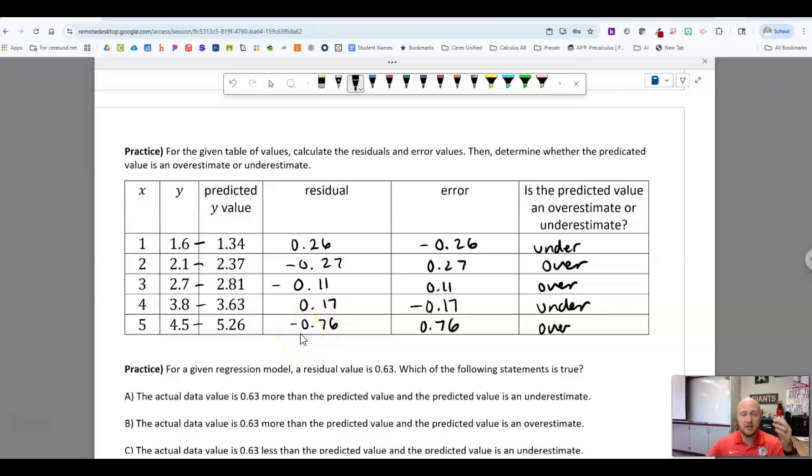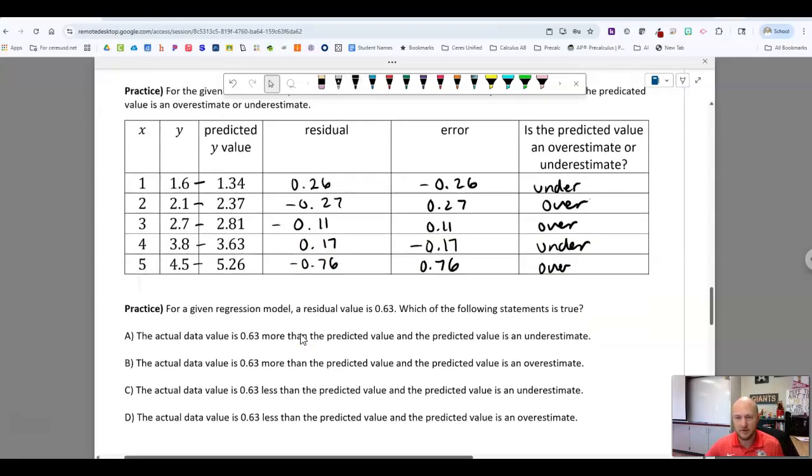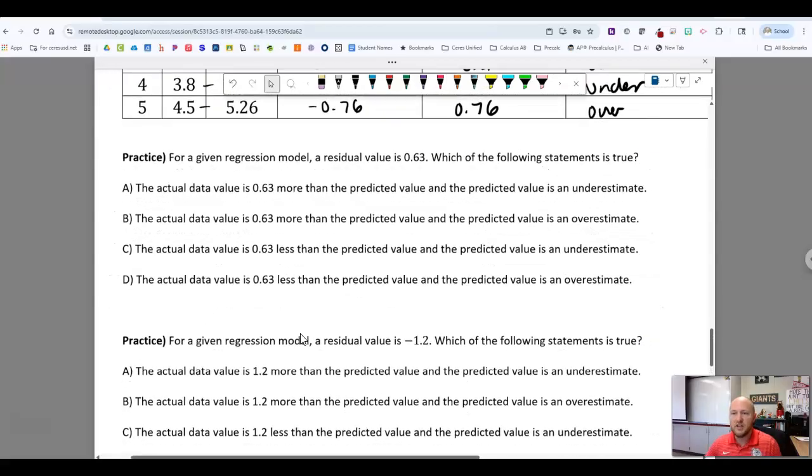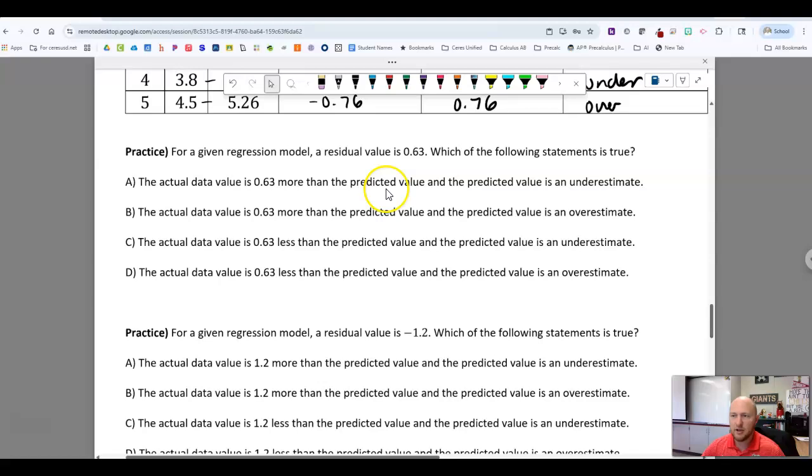Let's look at some questions that will appear possibly on the AP exam. Some practice questions here. For a given regression model, a residual value is 0.63. Which of the following estimates is true? The actual data is 0.63 more than the predicted value, and it's an under or an overestimate, or the actual data is 0.63 less than the predicted value, and the predicted value is, again, an over or an underestimate. Pause me, try this one, and then we'll talk through it.